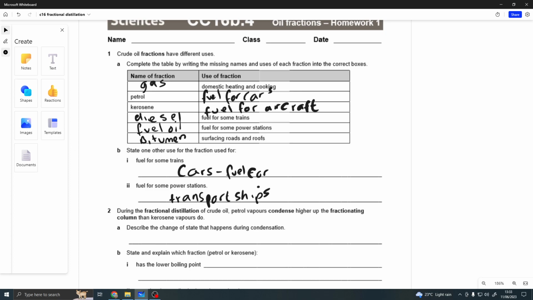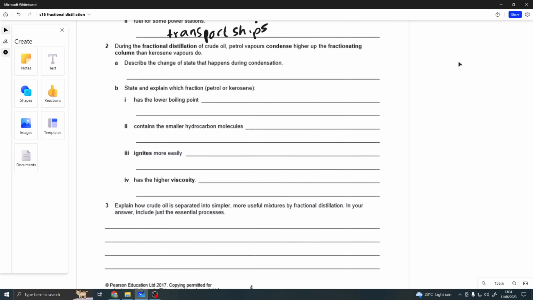It says during fractional distillation of crude oil, petrol vapors condense higher up the fractionating column than kerosene vapors do. Describe the changes of state that happen during condensation. Well, nice and easy. It's gas to liquid. Now, which one has the lower boiling point? Well, it's petrol, because it condenses higher in the column.